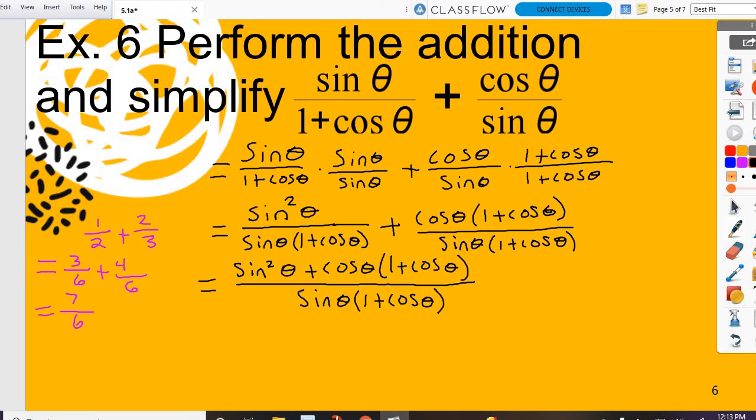So, did we perform the addition like it asked us to do? Okay, but what does it ask us to do after that? To simplify. How do we simplify that? Make it smaller, yeah? So can I reduce my sine squared and my sine? And my 1 plus cosine and my 1 plus cosine? No, why not?